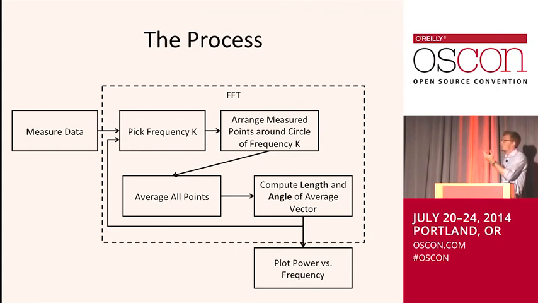So in a block diagram, what we're doing is, again, we measure the data. We pick a frequency, 1. We arrange our points around a clock traveling at 1 hertz. We average all the points. Now we have an average vector, and we look at the length of that average vector, and we save that measurement. You could also look at the angle of that vector. For 95% of what you would ever want to do, you really don't care about the angle, but it's there. We call that the phase. And then you repeat this process for every frequency that you care about analyzing.